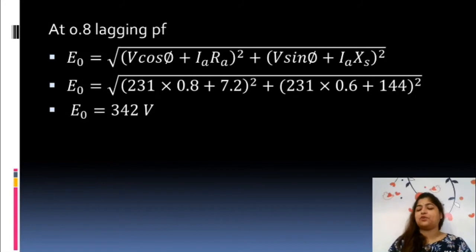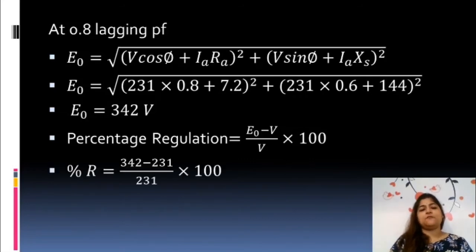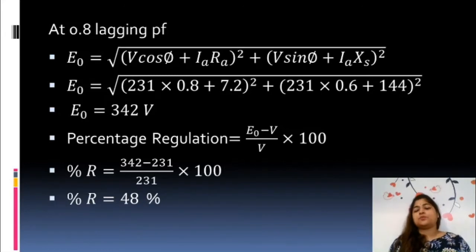We need not stop here. We need to find voltage regulation as well. So percentage regulation is (E naught minus V) upon V into 100, and after substituting all the values in percentage regulation, you get it as 48%. Correct. I hope till this point everything is clear to you. If you're finished with this, we can proceed for the next part of this problem, which is to find out power angle.